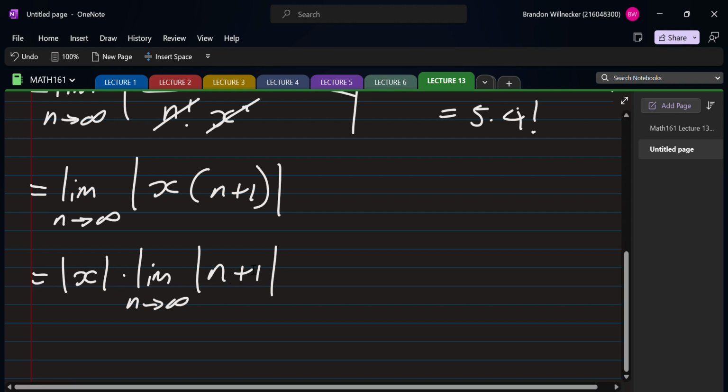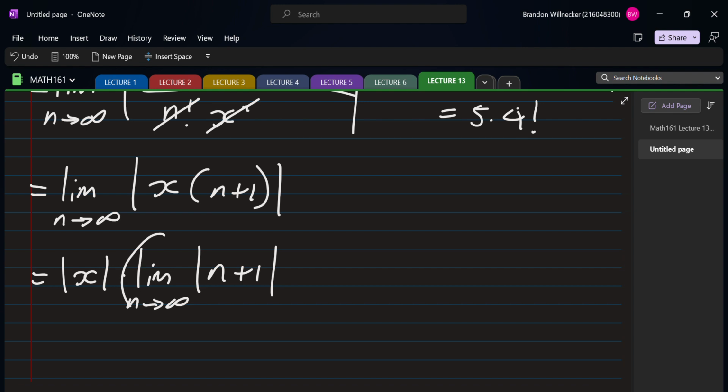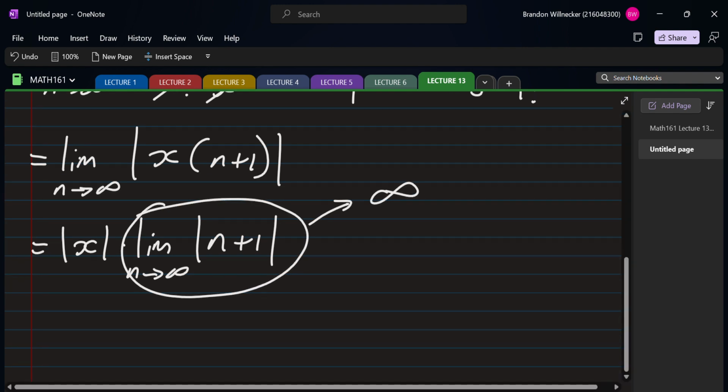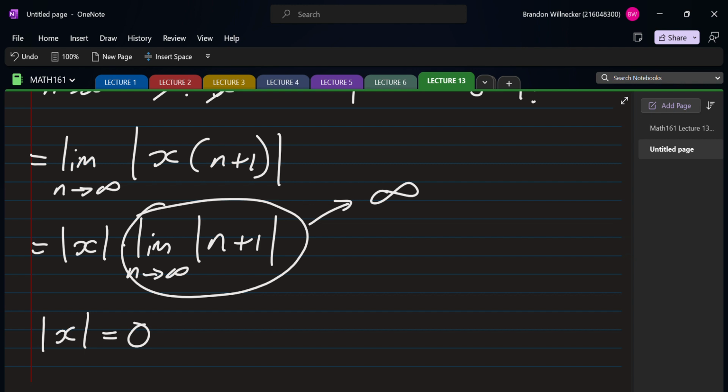So the only way for this whole result to be finite and less than 1 is if this x is 0. That's the only way for this to be finite. So this whole limit bit here goes off to infinity. If we want the whole thing to be finite, it means this absolute value of x must be 0.